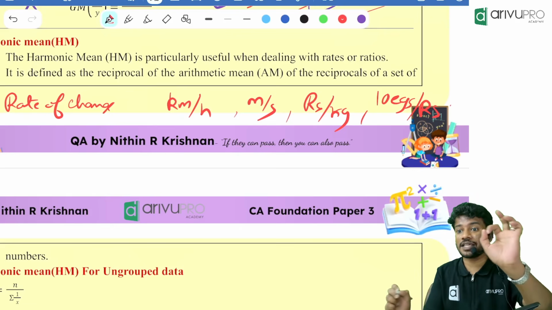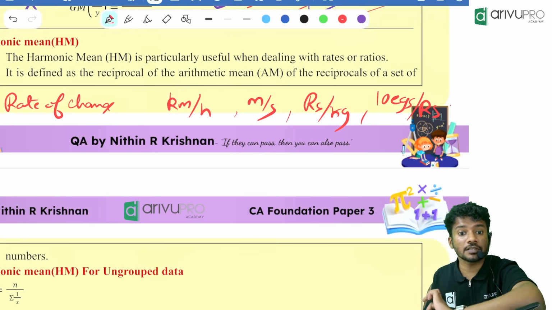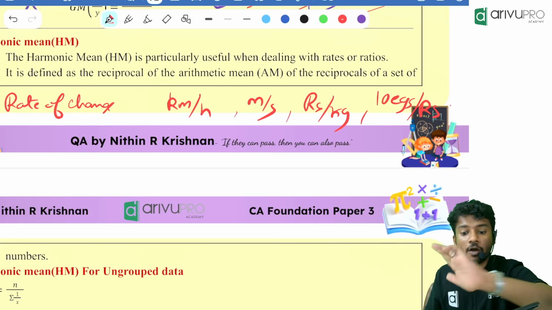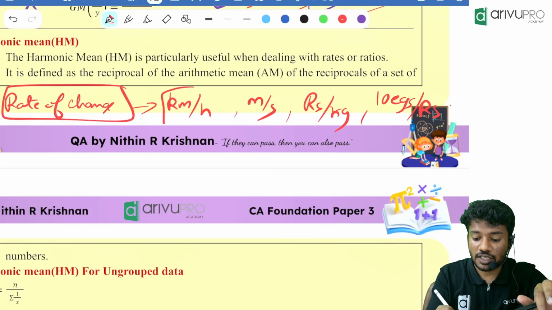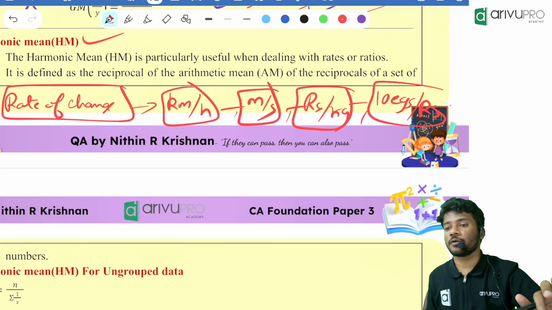Whenever per is coming into the picture, such as kilometer per second or rupees per kilogram, all these come under the rate of change. And whenever they are involved, we will find the harmonic mean.